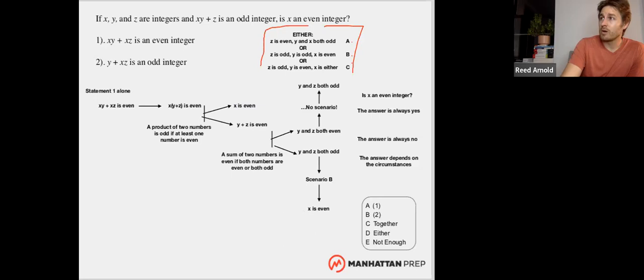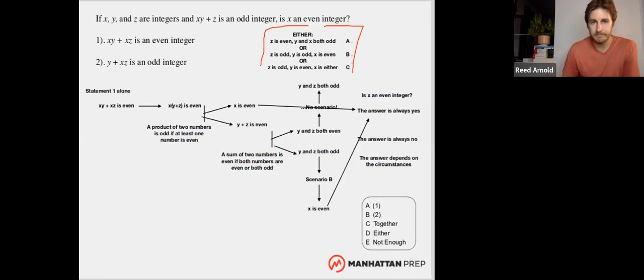So I end up in a world where either x is even or y plus z is even, in which case y and z are odd, in which case x is even. X is always even. Under the constraints I'm given, x is even in this situation. The end of every possible chain ends with x is even. And so the answer is always yes. This statement is sufficient.